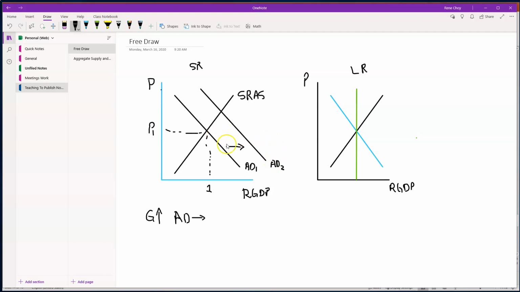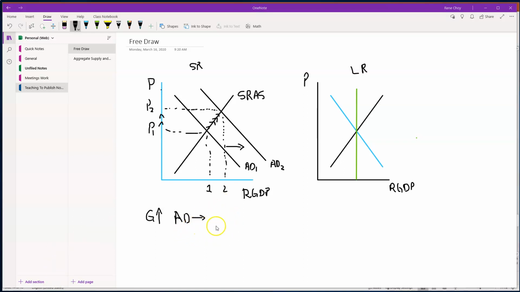Now as we are moving from aggregate demand 1 to aggregate demand 2, we're sliding upwards through the short run aggregate supply line. And the economy in the short run starts experiencing inflation, which is what an increase in price is. So we go from P1 to P2. And we start experiencing increases in real GDP. So we go from real GDP 1 to real GDP 2. So in the short run, the aggregate demand is shifting to the right.